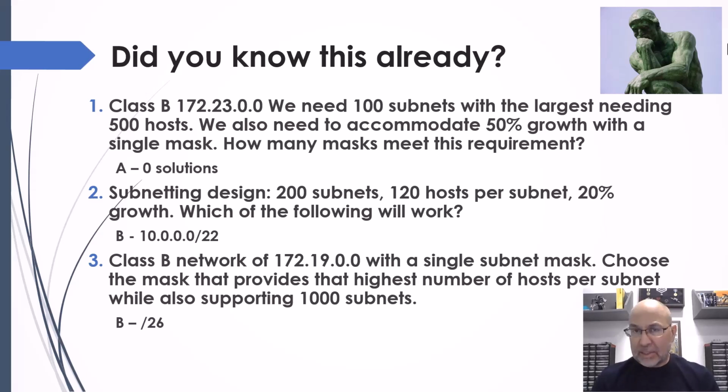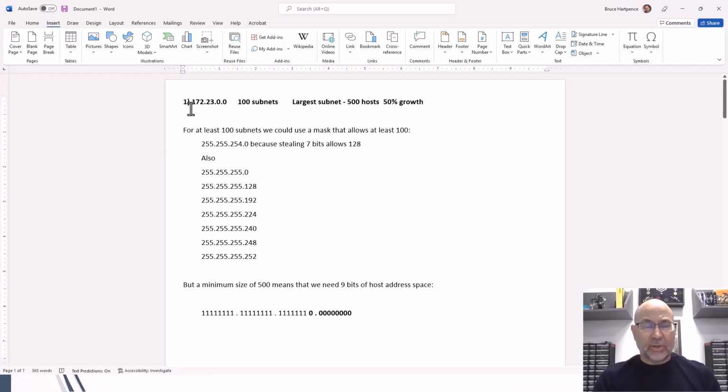How many masks, in other words, how many different subnet masks could you apply to all the subnets to meet this requirement? The answer is there aren't any. So let's see why that is. So I worked this out. Here's our problem, 172.23.0.0. We want 100 subnets and the largest subnet 500 hosts with 50% growth. Now, for at least 100 subnets in a Class B, right, we could use a couple of masks that'll get away with it.